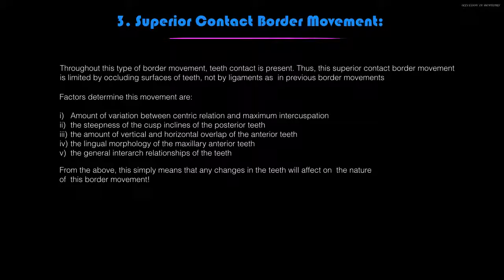1. The amount of variation between centric relation and maximum intercuspation. 2. The steepness of the cusp inclines of the posterior teeth. 3. The amount of vertical and horizontal overlap of the anterior teeth. 4. The lingual morphology of the maxillary anterior teeth. 5. The general interrelationships of the teeth. Since this border movement is solely tooth determined, changes in the teeth will affect the nature of this border movement.